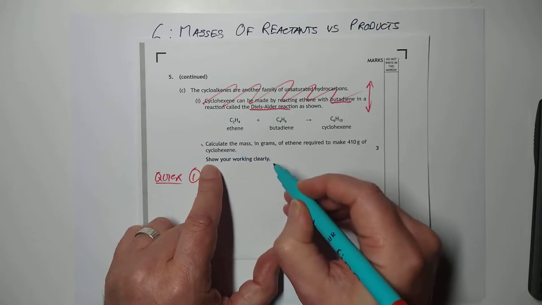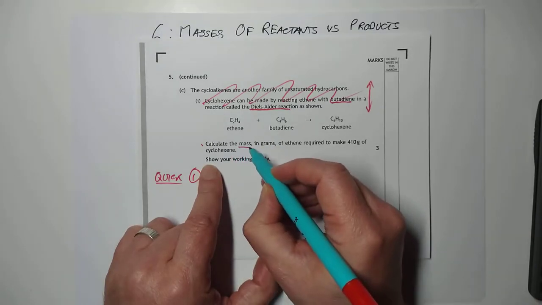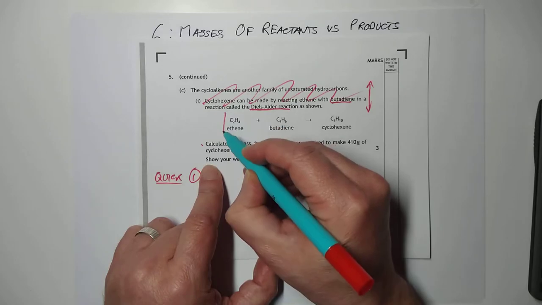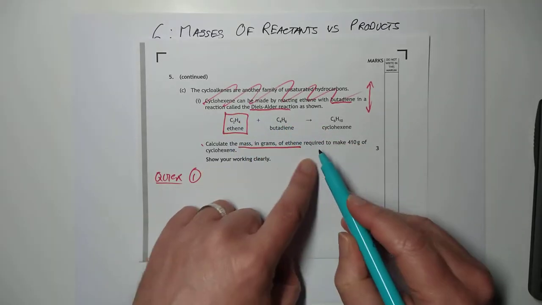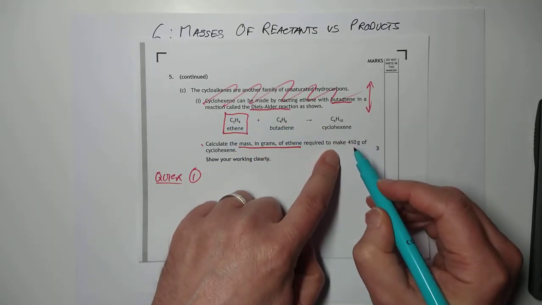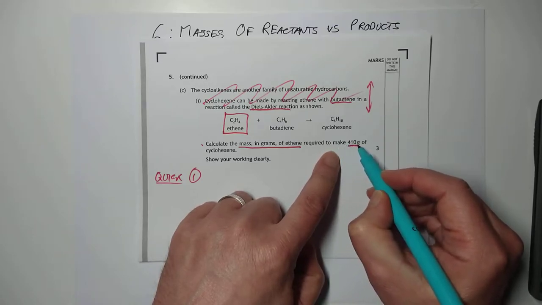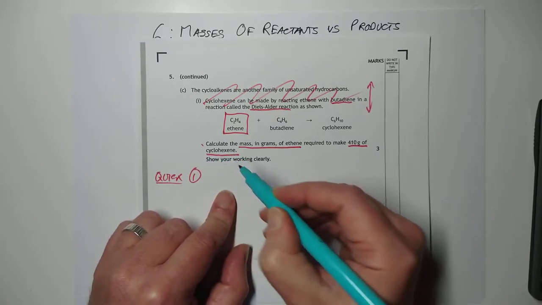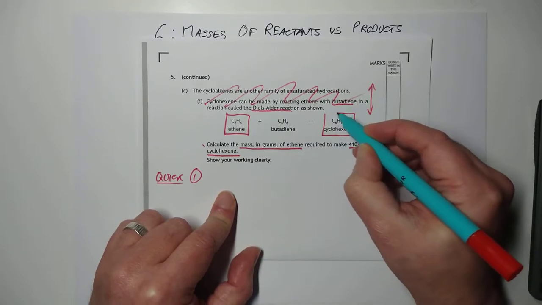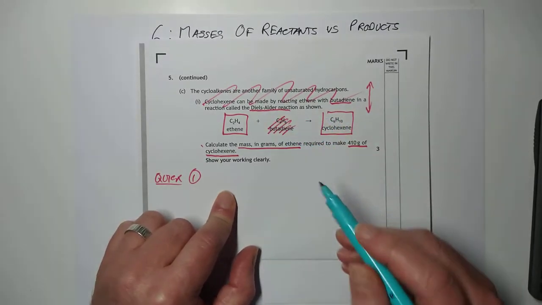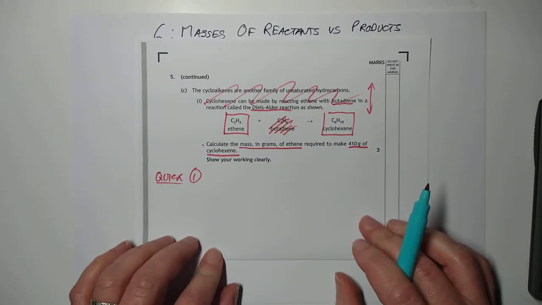Calculate the mass in grams of ethene. Right, so that's one of the chemicals we care about. This one. Required to make, they'll mention one other chemical, 410 grams of cyclohexene. So that's the other chemical we care about. Sorry, butadiene, you're not welcome at the party. We don't care about you.